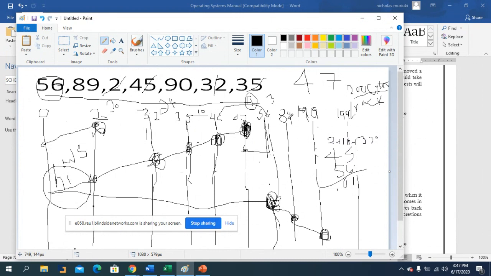From 56 to 89, because now we are here. 33. From 56 to 89, 33. Is that 3? Yeah. So that is 134. Then from 89 to 90, that is 1. So it becomes 135.